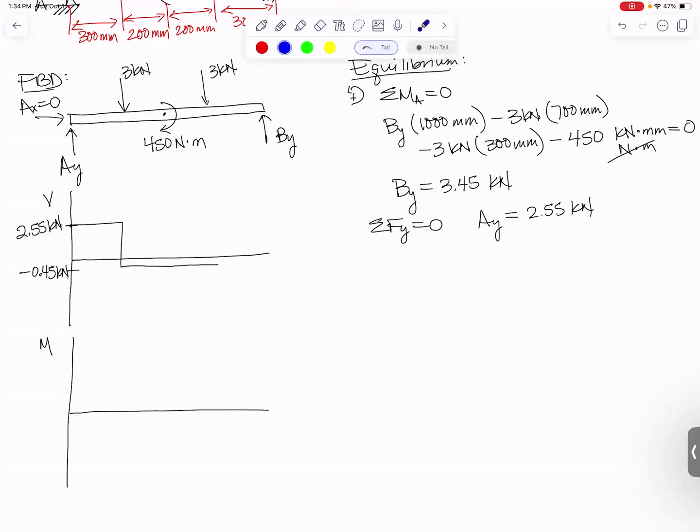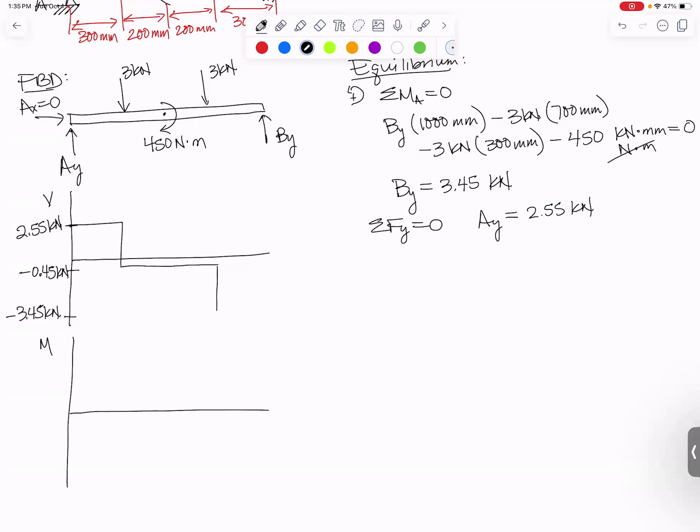And here's a trick. Couples do not impact shear force at all. Just like when we're summing forces, we don't include couples at all. We just include forces when we're summing forces. We also don't pay attention to those couples when we're doing the shear force diagram. They will not affect it at all. So we keep going right on past that couple moment like it doesn't exist. And then we're going to go down another 3 kilonewtons. So we're at minus 3.45 kilonewtons.